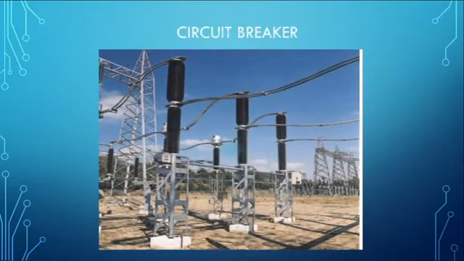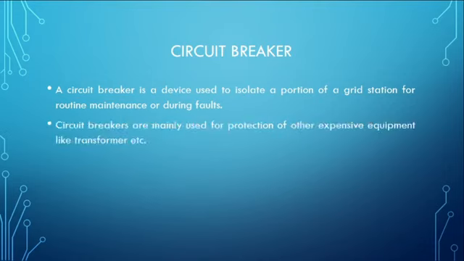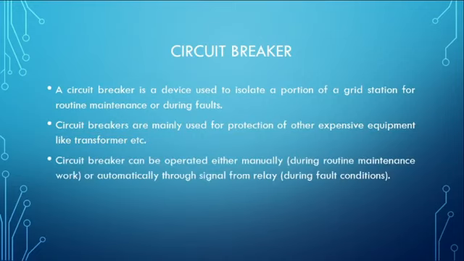Another important component of a grid station is a circuit breaker. A circuit breaker is a device used to isolate a portion of a grid station for routine maintenance or during faults. Circuit breakers are mainly used for protection of other expensive equipment like transformer, etc. Circuit breaker can be operated either manually, that is during routine maintenance work, or automatically through signal from relay, that is during fault conditions.